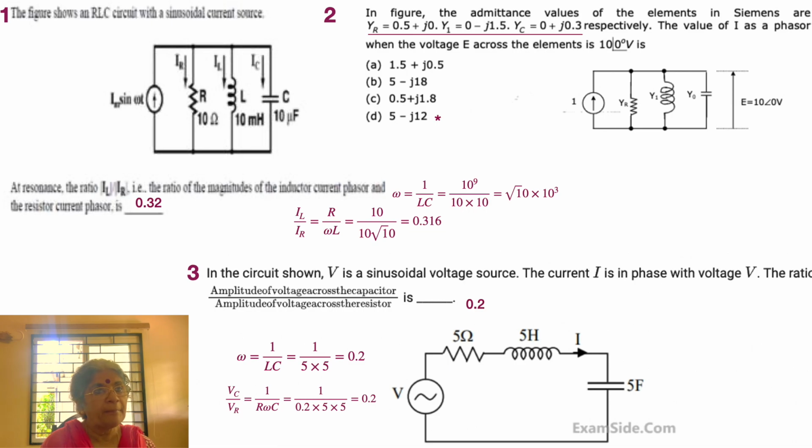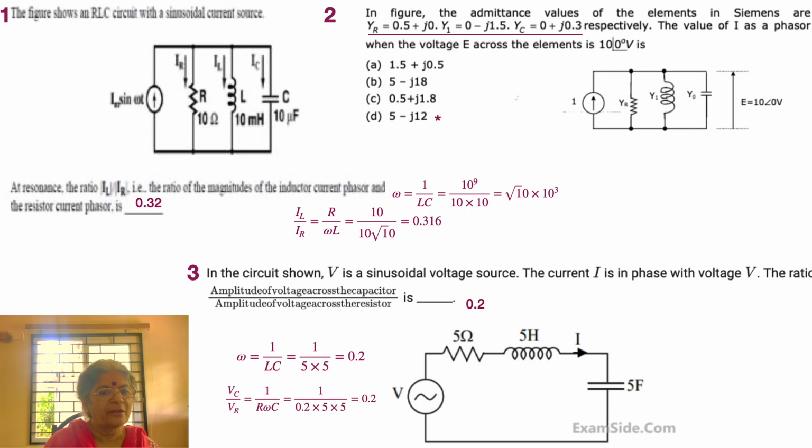1 by root LC. So when you take 1 by root LC, we see that it is going to be 0.2. So omega is going to be 1 by square root of 5 times 5. So that is 1 by 5, that's equal to 0.2. Okay, and so VC by VR is equal to 1 by omega RC. Just substitute and we see that the answer is still 0.2 because of all the 5s coming again.